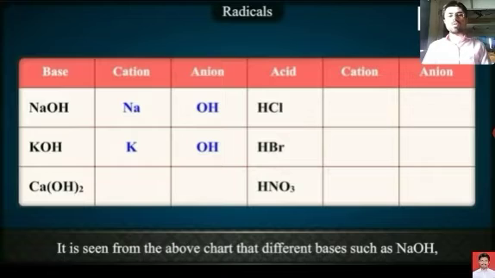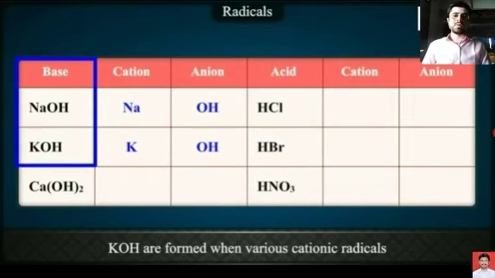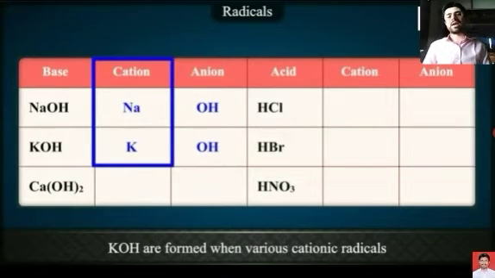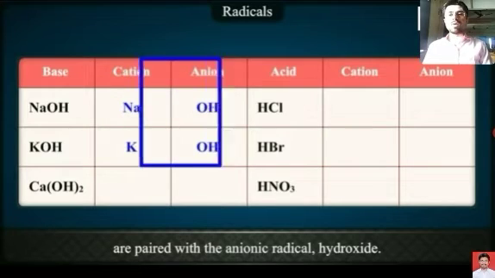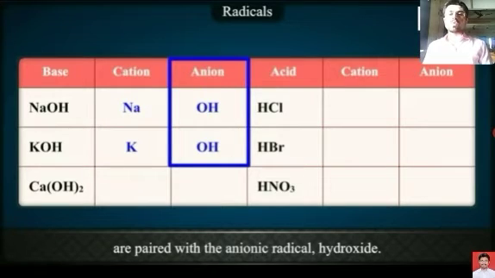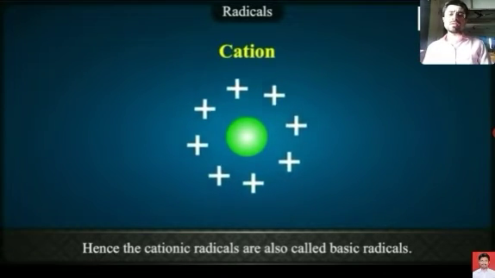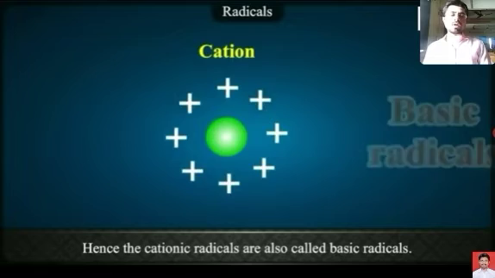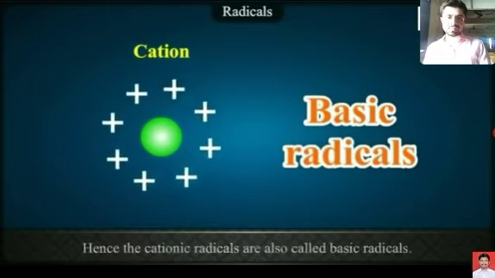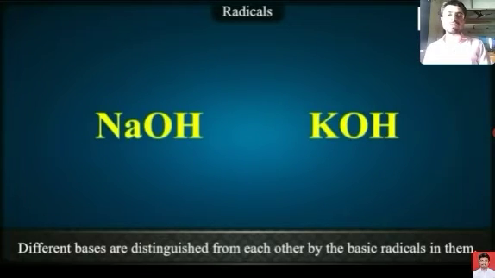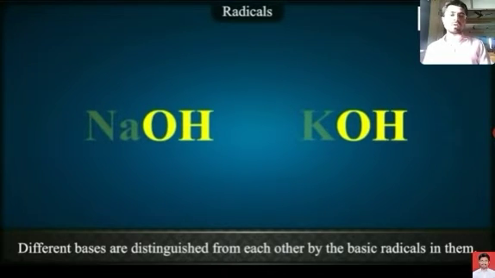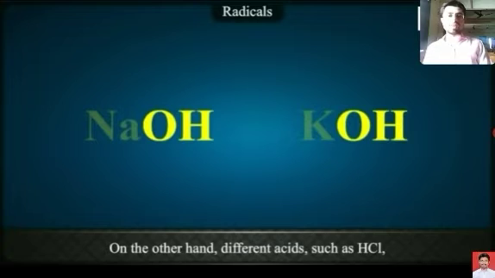It is seen from the above chart that different bases such as NaOH, KOH and Ca(OH) taken twice have cations and anions. For example, NaOH has sodium, Na, as a cation and OH as an anion. Hence, the cationic radicals are also called basic radicals. Different bases are distinguished from each other by the basic radicals in them.